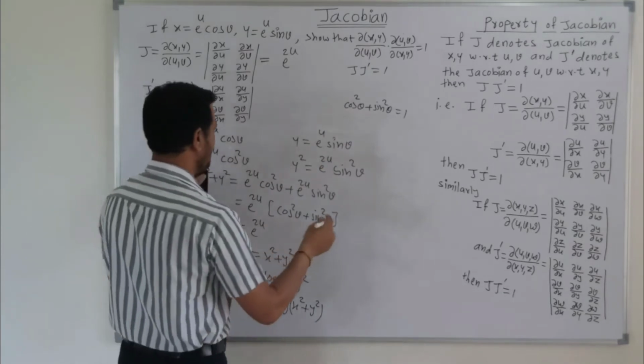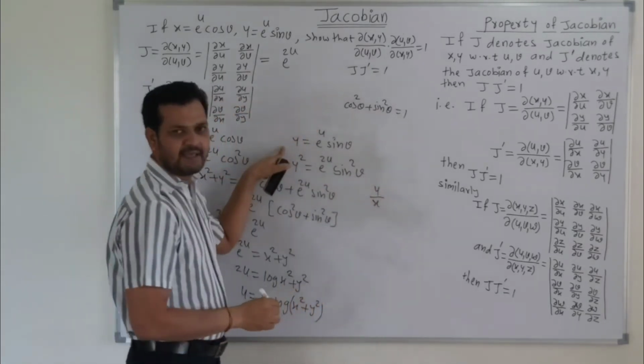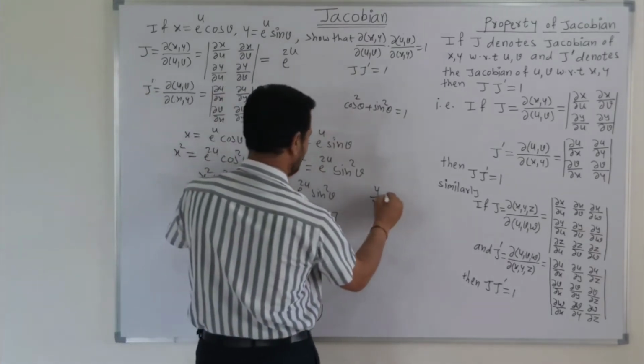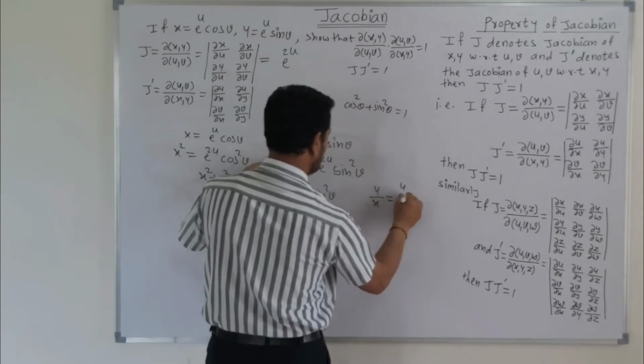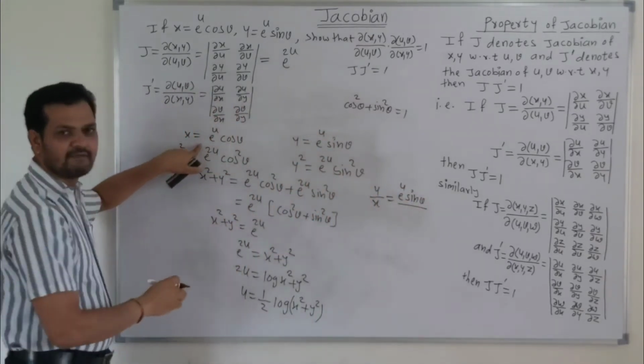So once again, if we try to cancel this u term, then take the division y by x, so that this e raised to u term will get cancelled. If we take the division, this becomes e raised to u into sin of v. So this is the value of y upon the value of x.